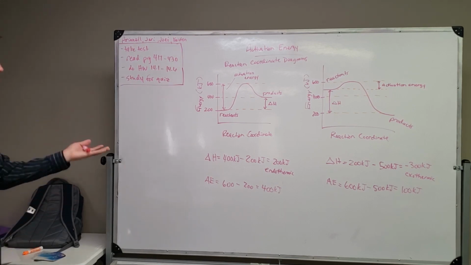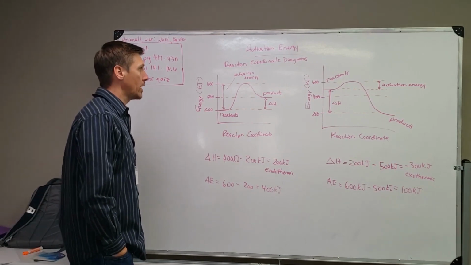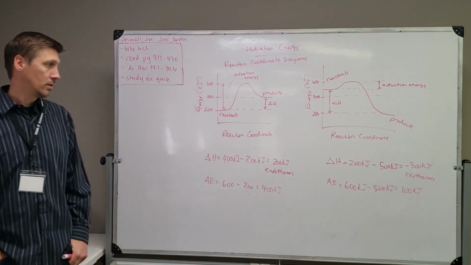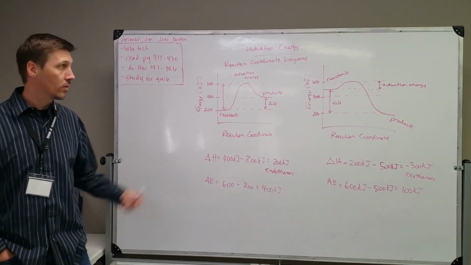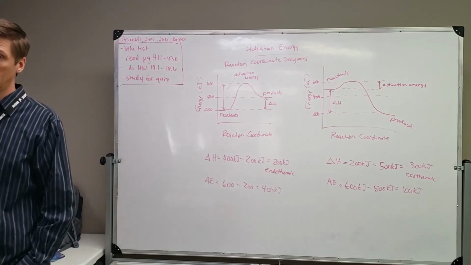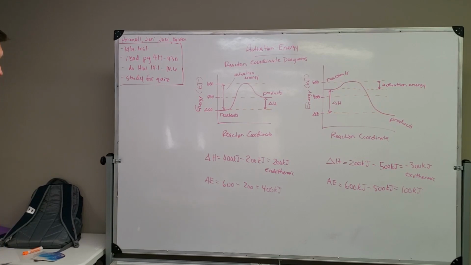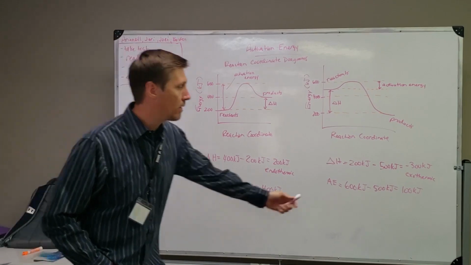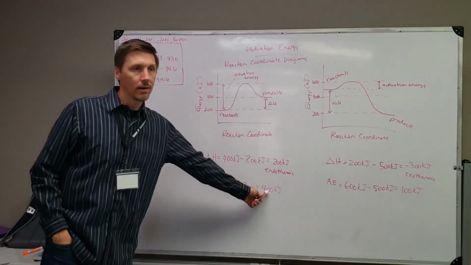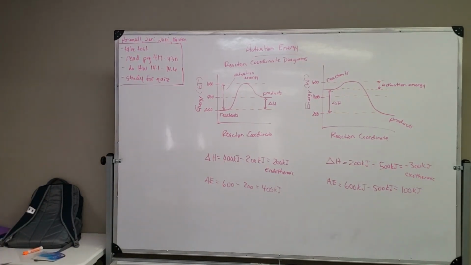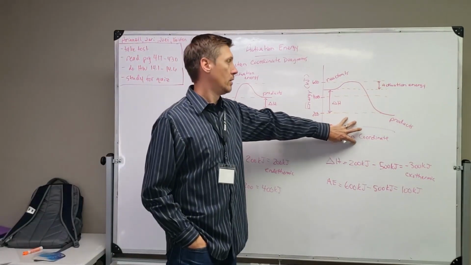So if I gave you these two reaction coordinate diagrams, and I said, which one is the easiest reaction to start, the one on the left or the one on the right, which one would you say? Why? Exactly. This amount here is less than this amount here, right? It requires a lower activation energy. So this one will start easier.